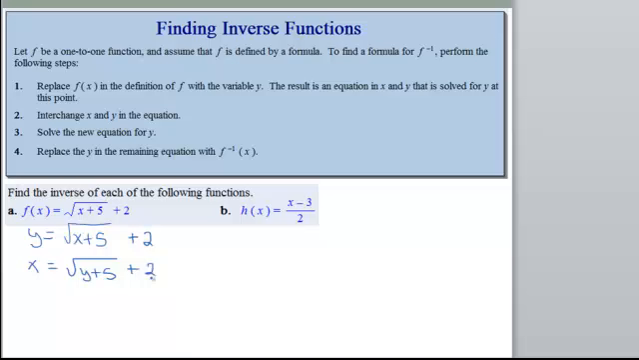Now we want to solve this for y. So we're going to subtract 2 from both sides. To get rid of the square root, we're going to square both sides. And then we're going to subtract 5 from both sides.